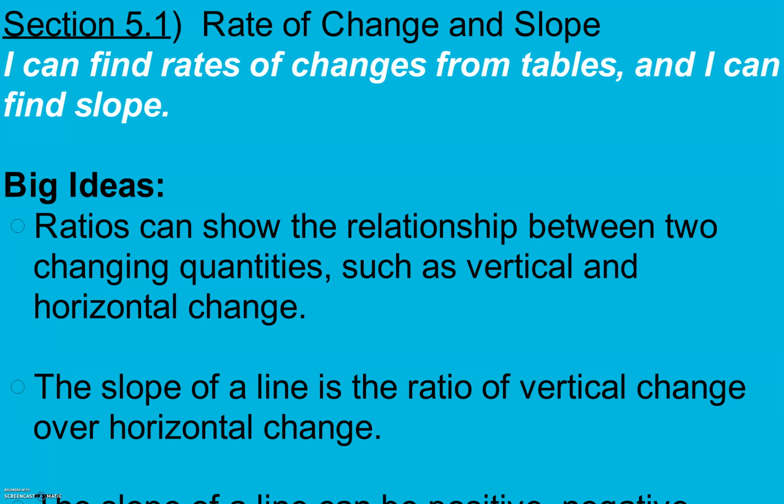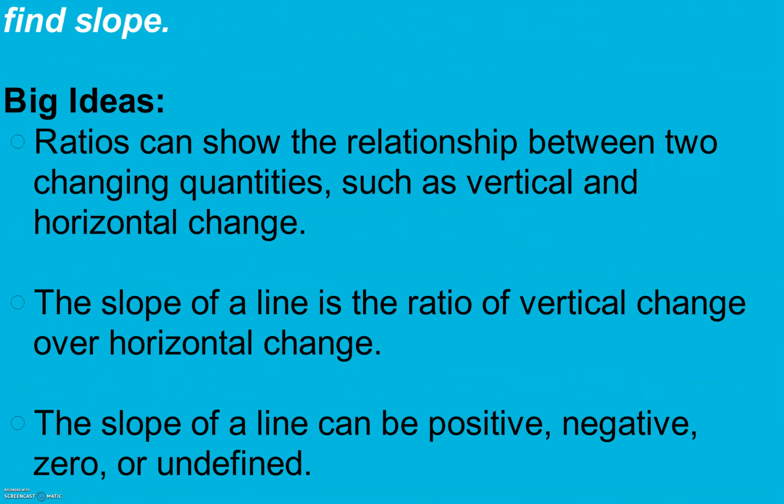Section 5.1 is rates of change and slope. I can find rates of change from tables, and I can find slope. Big ideas here: ratios can show the relationship between two changing quantities, such as vertical and horizontal change. The slope of a line is the ratio of vertical change over horizontal change, and the slope of a line can be positive, negative, 0, or undefined.